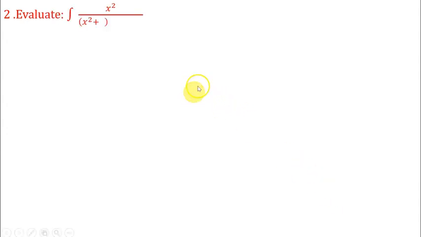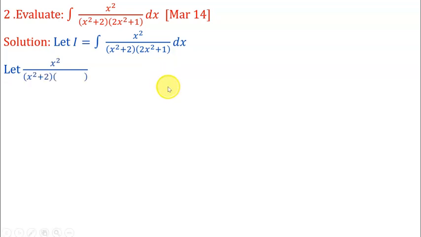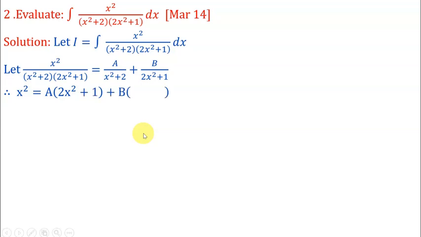Next, evaluate the integral of x square upon (x square plus 2) into (2x square plus 1). This example was asked in the March 14 examination. Now arrange this term like this: x square upon (x square plus 2) into (2x square plus 1) is equal to A upon (x square plus 2) plus B upon (2x square plus 1). Now multiply on both sides by (x square plus 2) into (2x square plus 1). Then you will get x square is equal to A(2x square plus 1) plus B(x square plus 2).